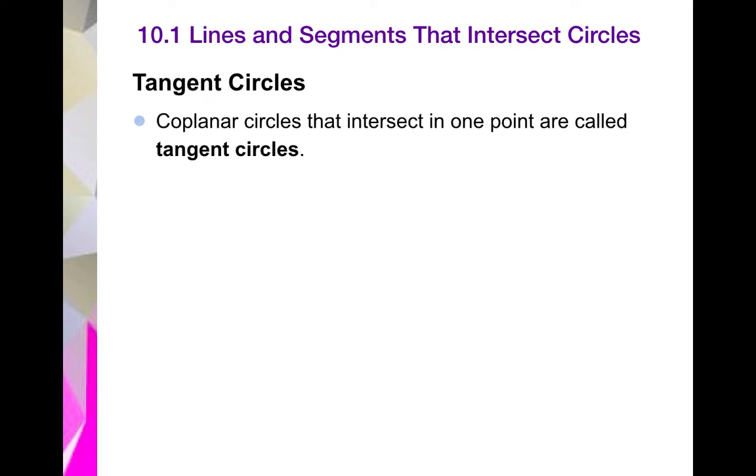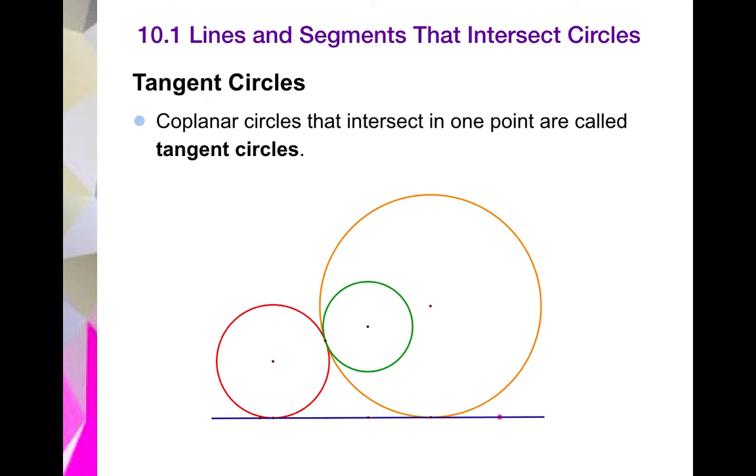Tangent circles are coplanar circles that intersect in one point, and they're called tangent. So if I have these circles here, I have 3 circles. I have the orange circle, the green, and the red circle, and they all meet at this one point here, and that is called the point of tangency. So they're coplanar circles that intersect at one point, and they're called tangent circles.